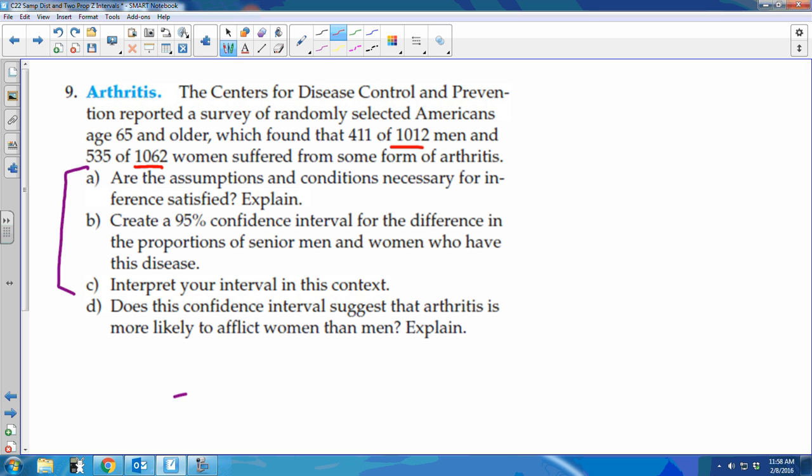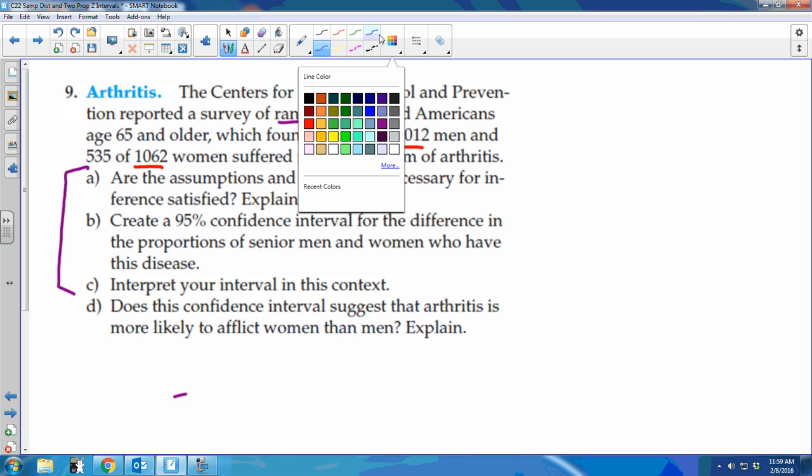All right, randomization. It says that the men and women were randomly selected, right? So both the men and the women were randomly selected. Make sure you mention both. Again, don't just write random sample check mark. Yes. People don't listen to me. I tell them what to do, and they do the opposite.